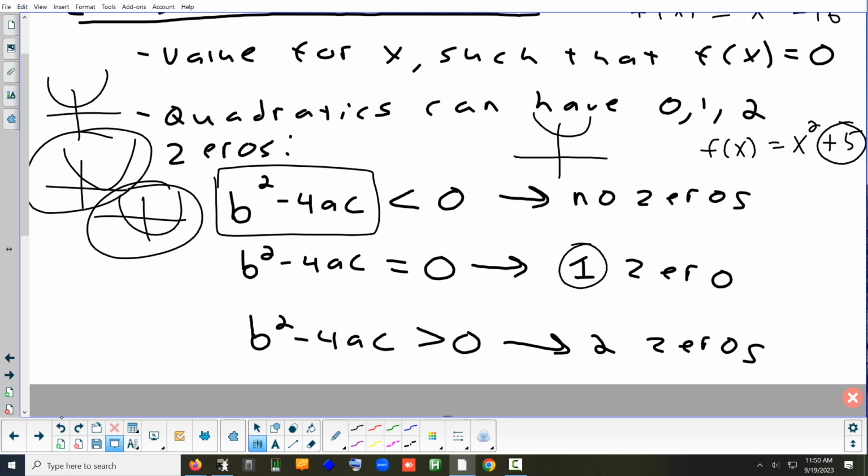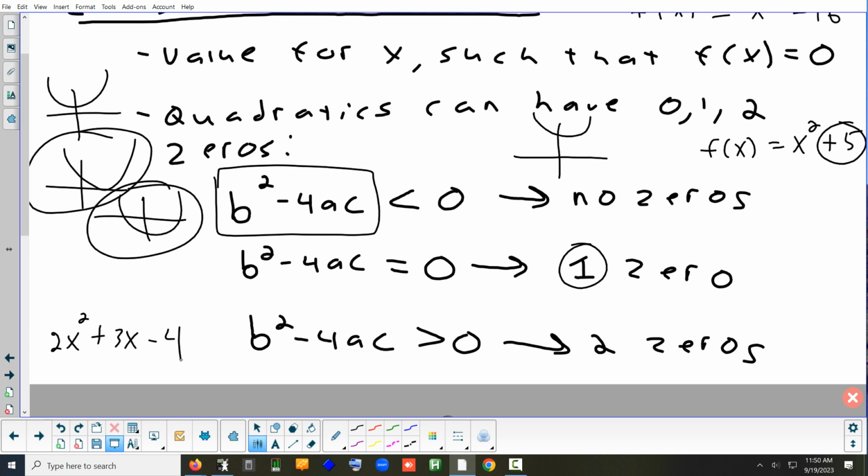Now, this doesn't tell you what the solutions are. If you want to know that, then you need to go ahead and do the full quadratic formula. But if you just want to know quickly, let's say 2x squared plus 3x minus 4. I want to know how many times does that graph cross the x-axis? How many zeros does it have? Well, check out b squared minus 4ac.